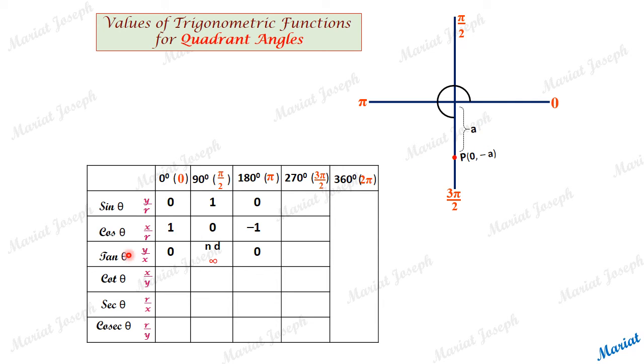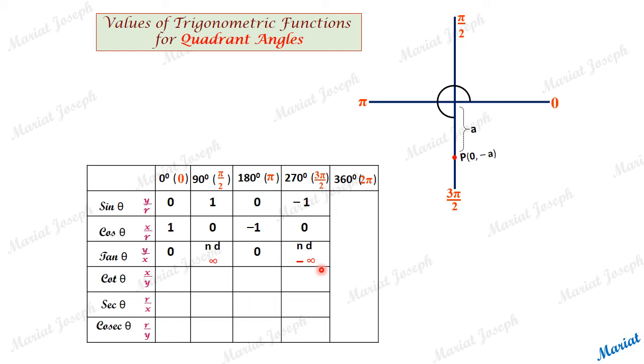So going by the same three definitions, sin 270 degree is minus 1, cos 270 degree is 0, tan 270 degree is not defined. But look, the definition is y upon x. Y is minus a, x is 0. Minus a upon 0 is of course undefined, having 0 in the denominator. But since it is negative, it will be termed as minus infinity.